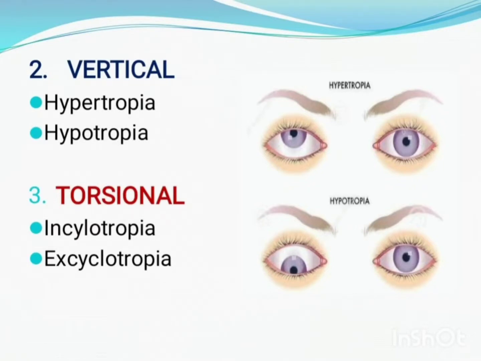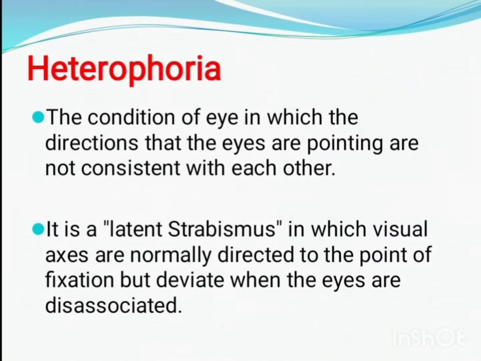In torsional squint, there is a twisting of one eye or both about the eye's visual axis. It is then subdivided into cyclotropia and encyclotropia.